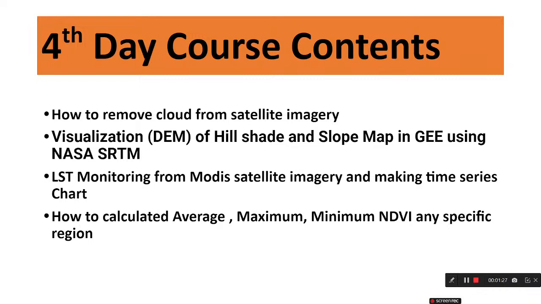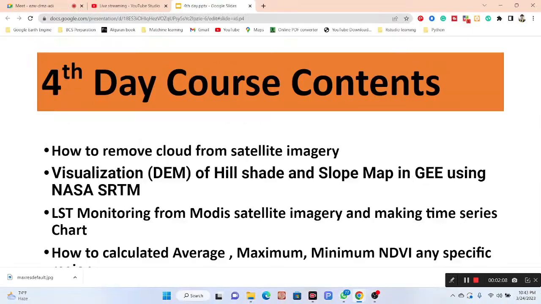Secondly, we will discuss how you can use DEM data, or digital elevation model data, and create the hillshade map, slope map, and aspect map in Google Earth Engine using the NASA SRTM DEM data. There are a lot of different sources for DEM data, and this time I used the NASA SRTM dataset. Then we discuss land surface temperature monitoring from MODIS satellite imagery and making a time series chart. Then how to calculate average, maximum, and minimum NDVI for any specific region.